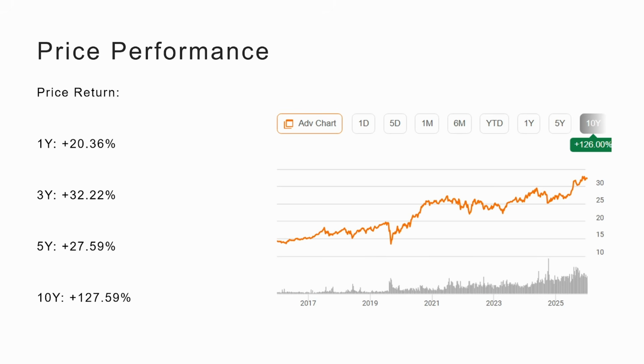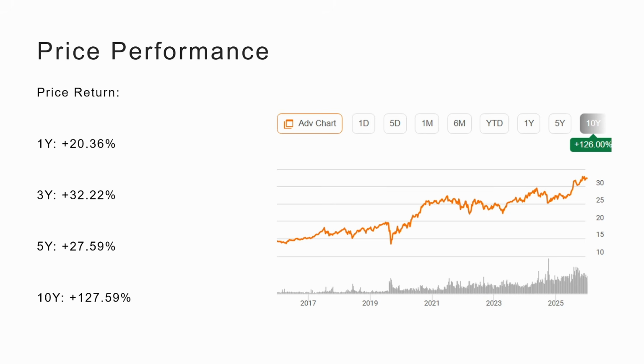Now, SCHD price performance is often misunderstood because people assume dividend ETFs grow slowly. But SCHD's long-term track record shows otherwise. Over 1 year, they've been up by 20.36%. 3 years, it's 32%. 5 years, 27%. And 10 years, they are up by 127% or 126%, depending on which website you look at. But on average, it's between 106 and 127.